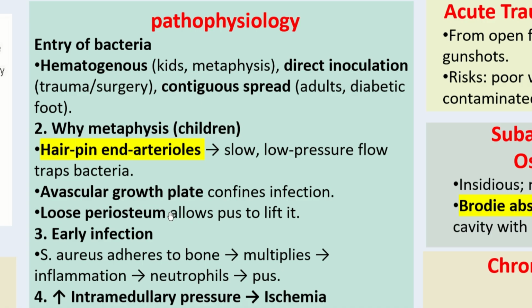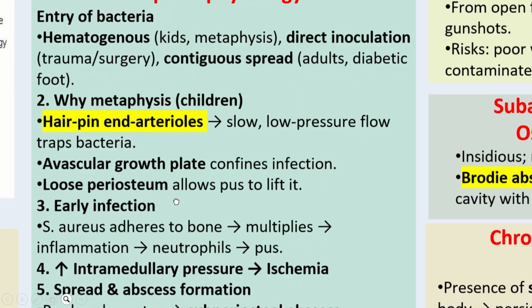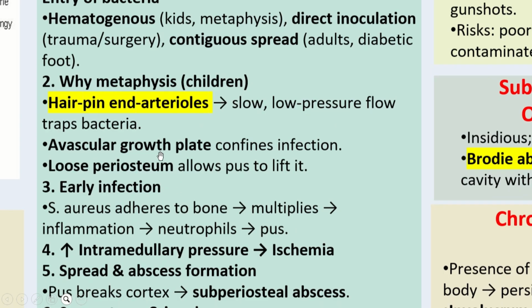So when the pressure goes down, we have a low flow, and this low flow is what leads to the trapping of bacteria there. So bacteria stay there for a longer time, and when you have the growth plate there, it acts as a kind of barrier between the metaphysis, which attaches to the shaft, and the epiphysis, which attaches to the joint.